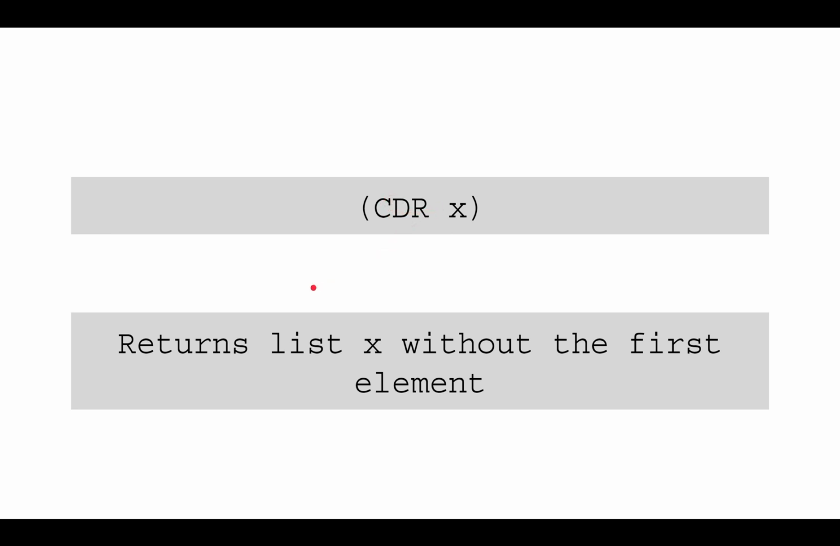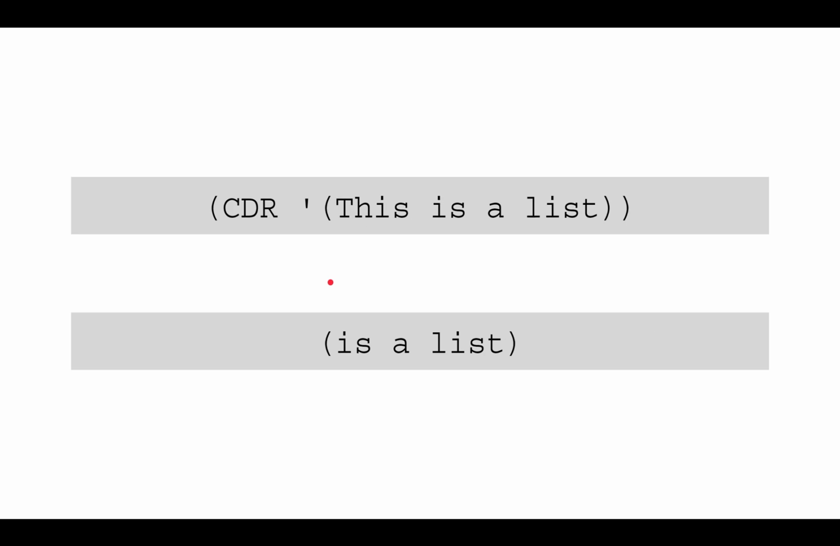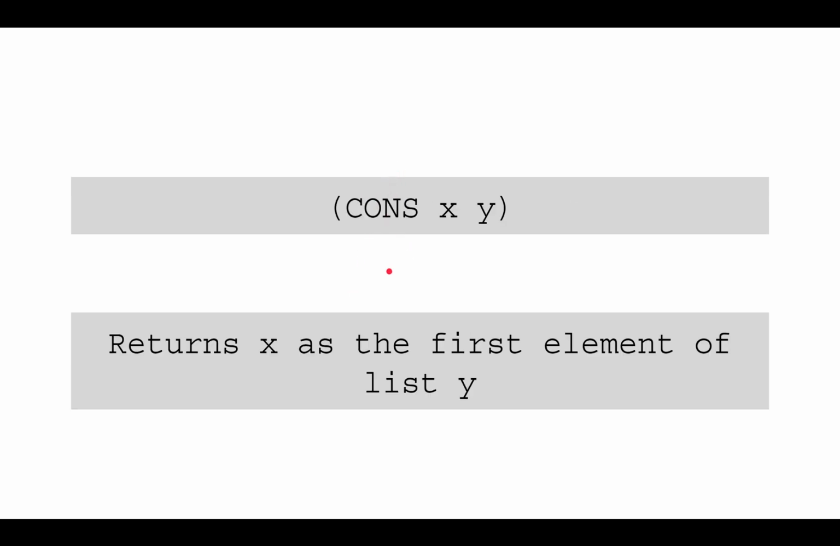Cdr, or CDR, returns the list X without the first element, so we'll take everything but the first element. So if we have cdr, this is a list, we simply remove this, and that's what we return. So what we get is a list, and this itself is in a list. Whereas before we just took the first value, so it would be this. Cdr just removes the first value from the list.